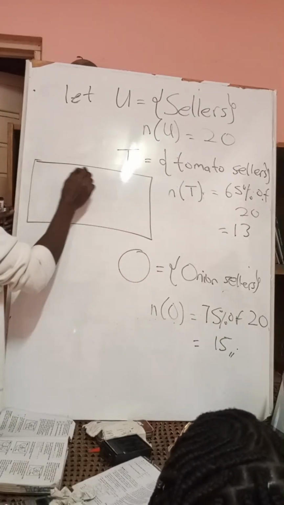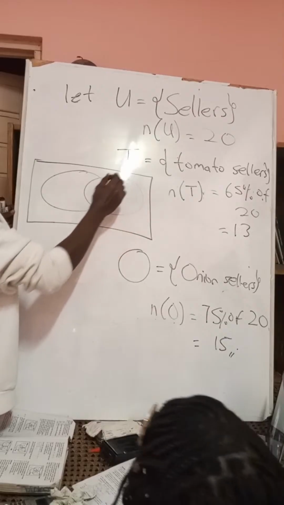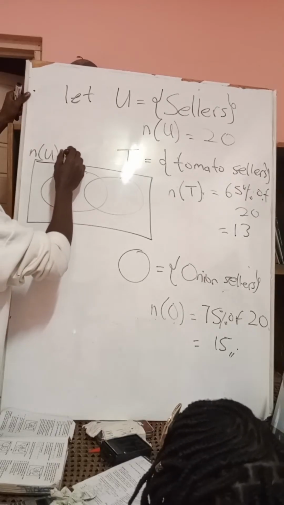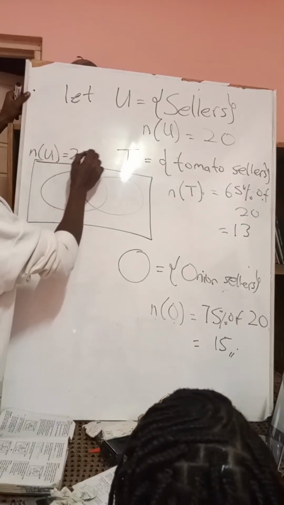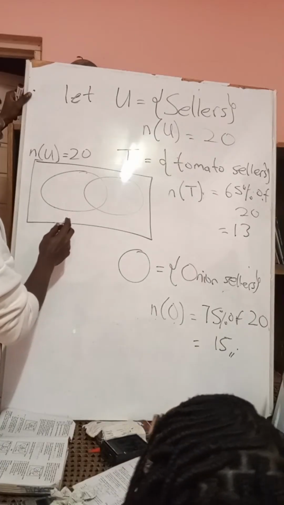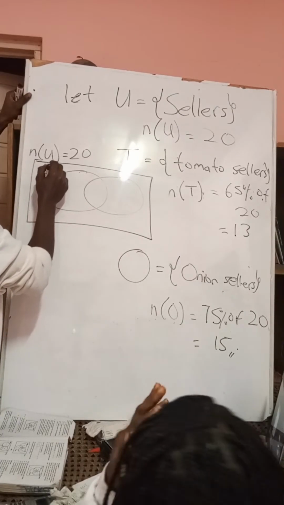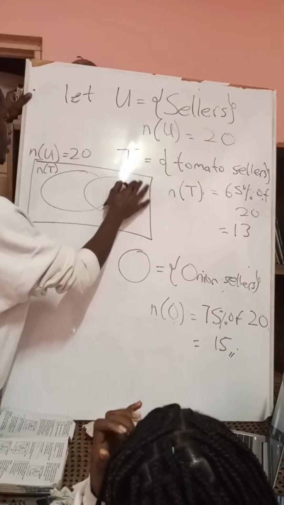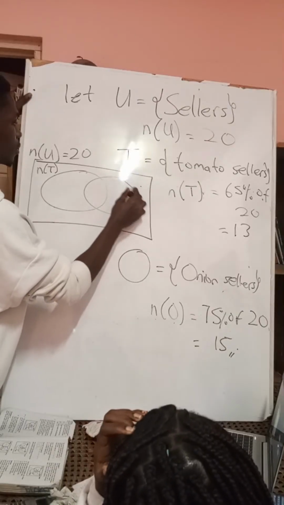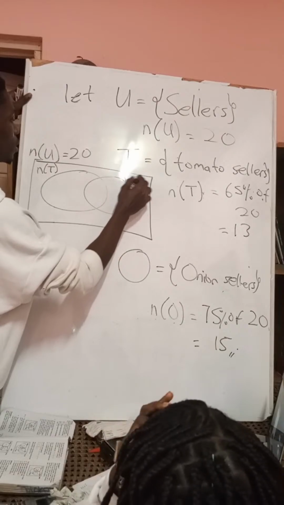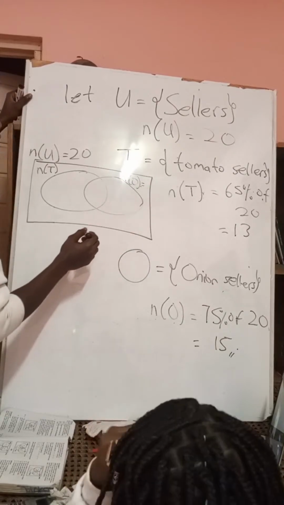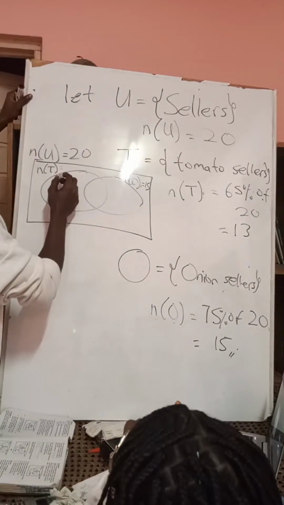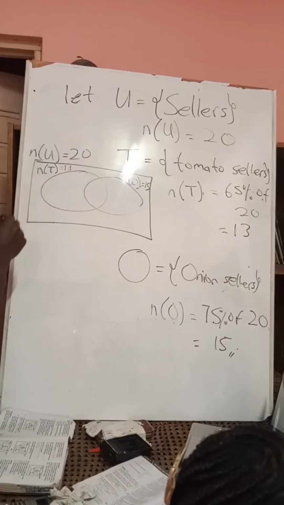So this is one. This is another one. And the number of u will be here. So the number of u is going to be what? 20. Then what will be the intersection? Okay, we have t. Let's use this one to represent the number of t, and then this side represents the number of o. You have to write it bigger. So the number of o is what? 15. And then we have the number of t to be what? 13.